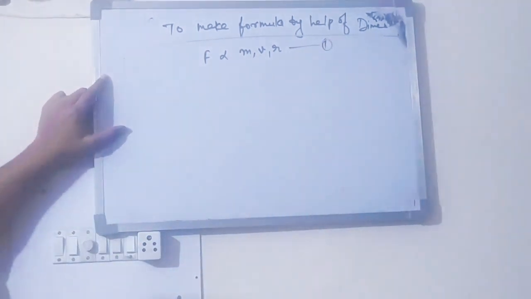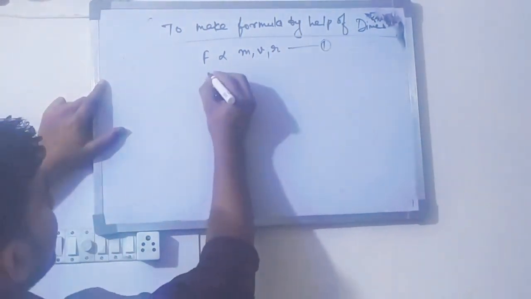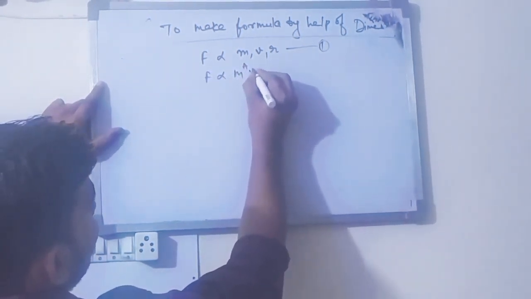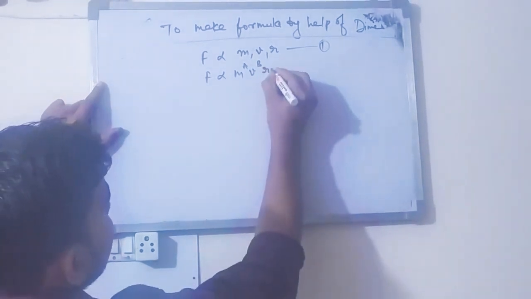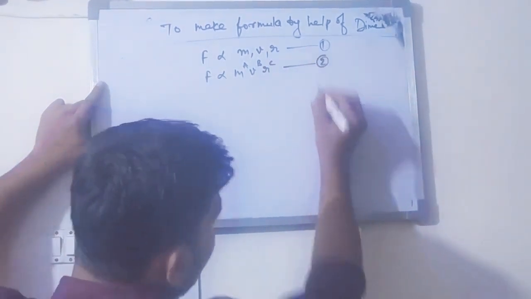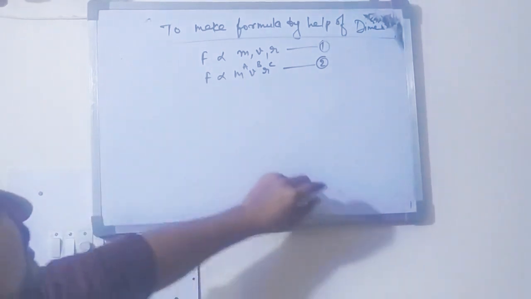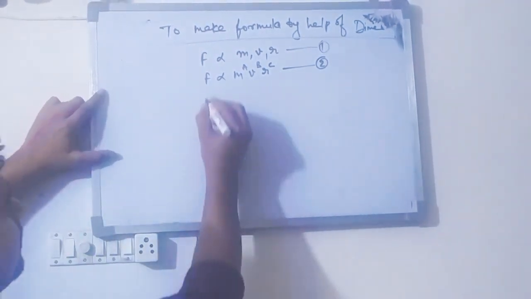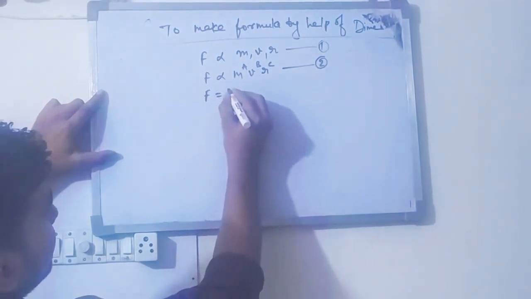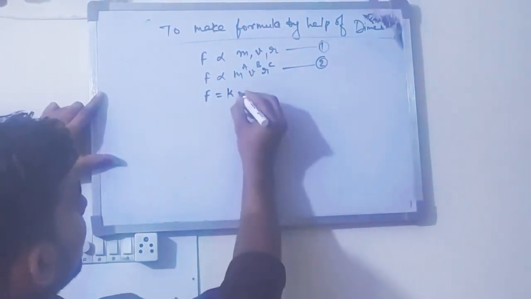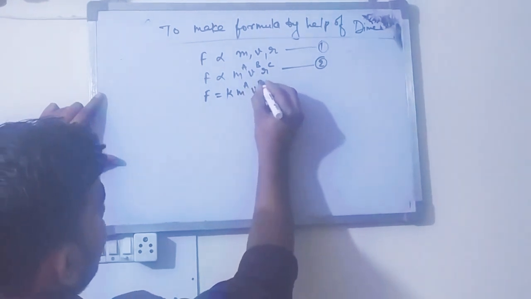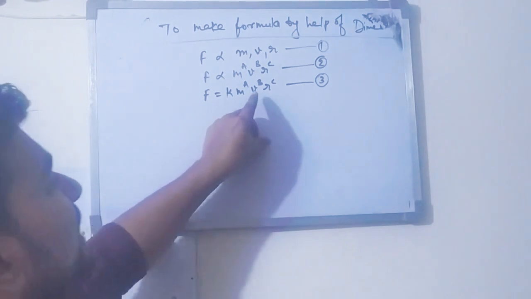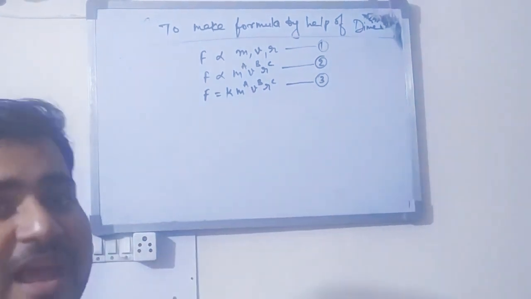In the second step, you have to assign the power. Okay. So F depends on mass with power A, velocity with power B, and radius with power C. So this is your step number 2. In step number 3, the proportional sign will be removed and some constant will be added. So in step number 3, F is equal to a constant, I'm taking K, m to the power A, V to the power B and R to the power C. Now what is our agenda? Our agenda is to find the values of A, B and C.